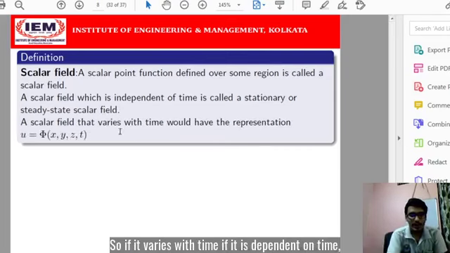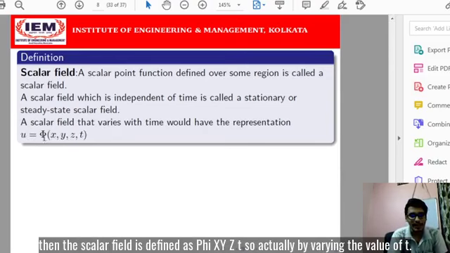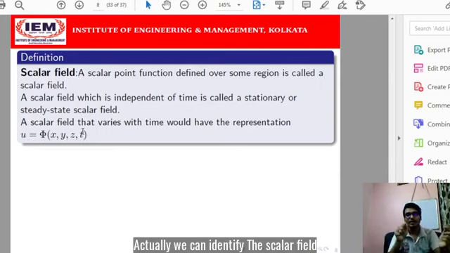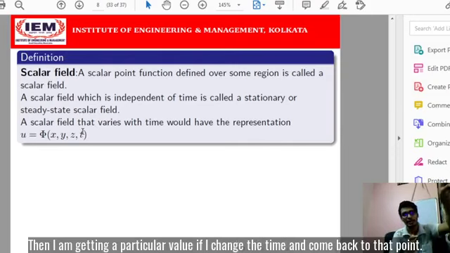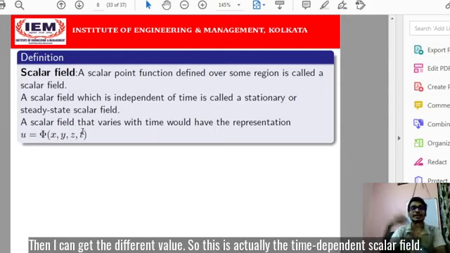So if it varies with time, if it is dependent on time, then the scalar field is defined as phi(x, y, z, t). By varying the value of t, we can identify the scalar field as the scalar point function by changing the time. At a particular instant of time, I come to this coordinate and get a particular value. If I change the time and come back to that point, then I get a different value. So this is the time dependent scalar field.